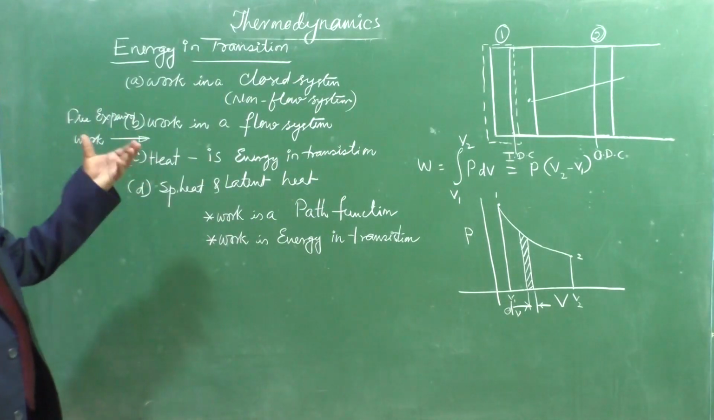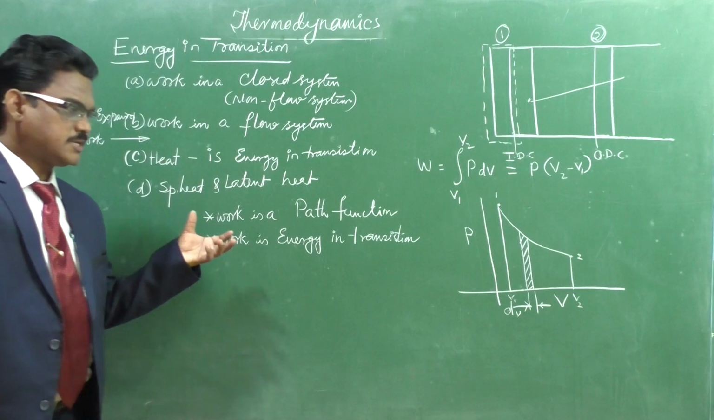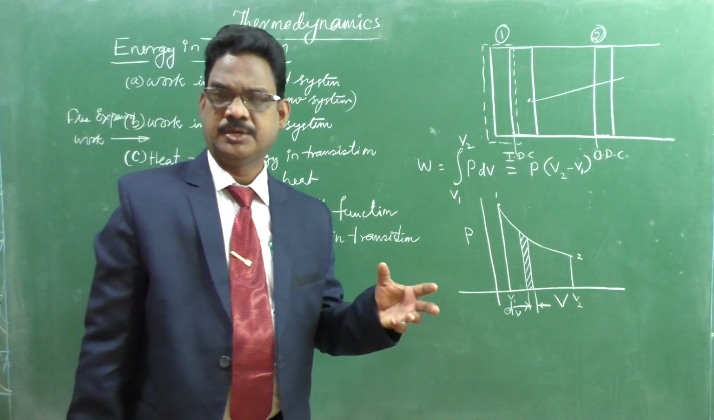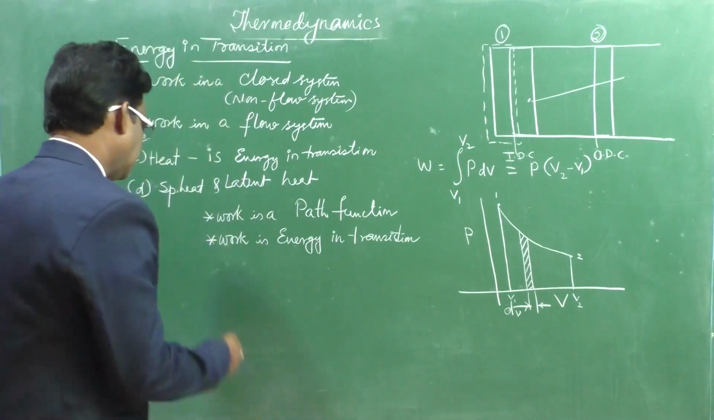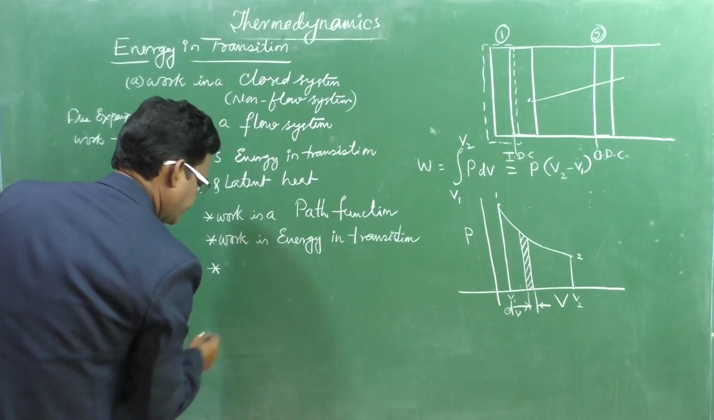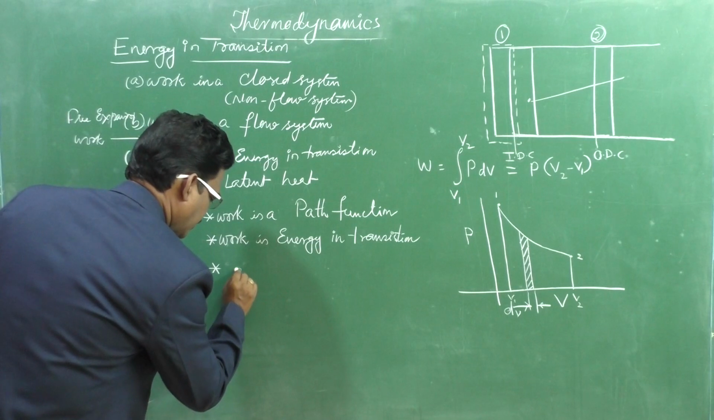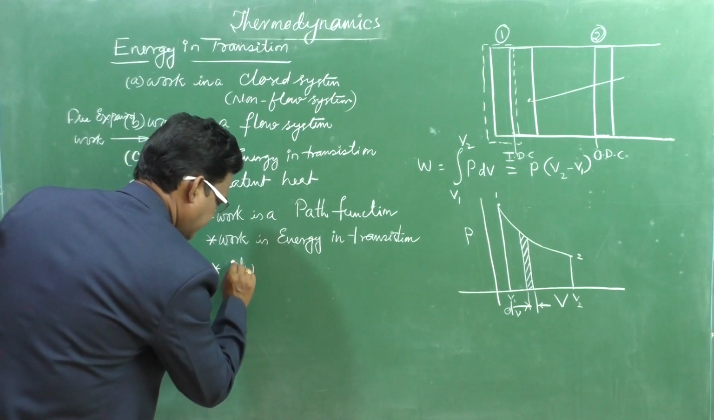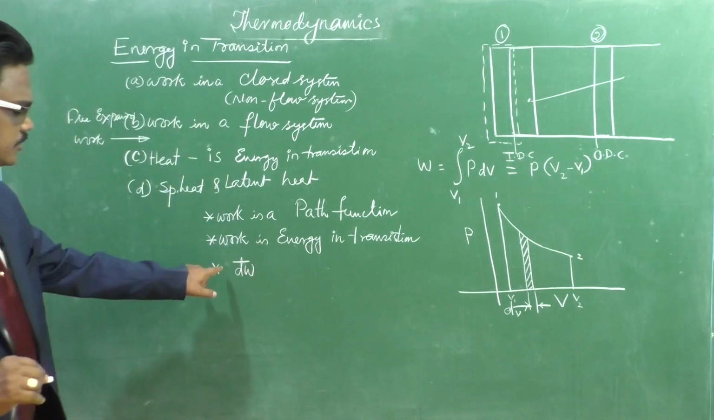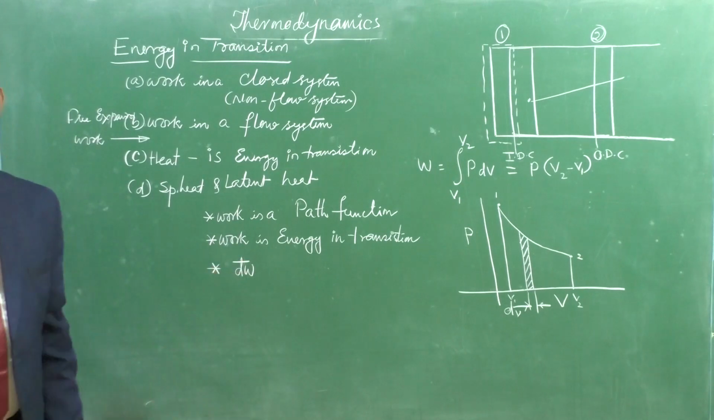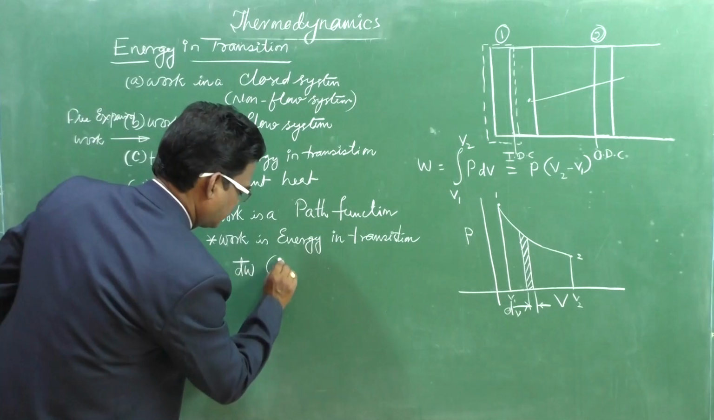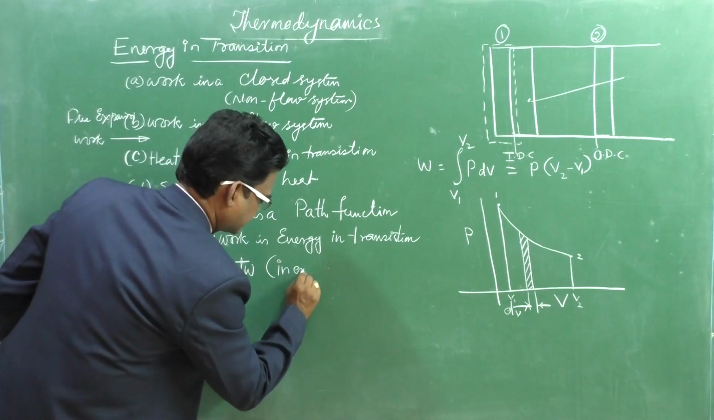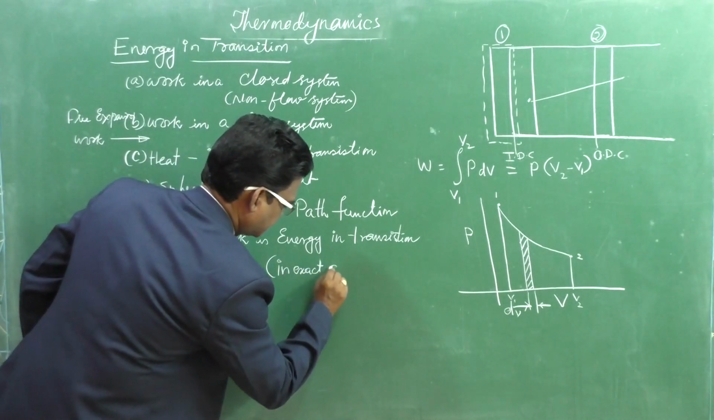Next one. When it is a path function, it is not an exact differential. That means we need to show a cross here on the work differential. It shows inexact differential. Work is inexact differential.